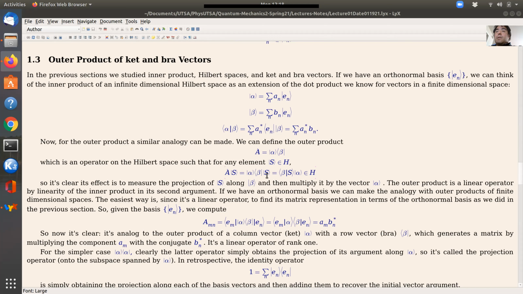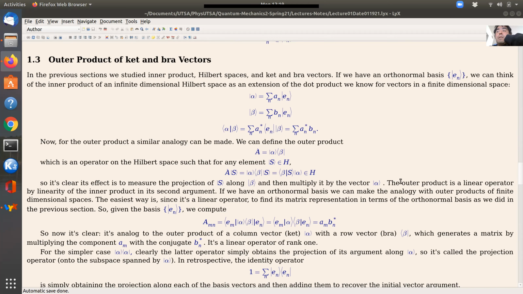Well, of course, it's going to multiply S with beta in the inner product setting. This is basically the component of S along beta. And then, well, this is multiplying the vector alpha. So it's capturing the component of S with respect to beta and then multiplying it by alpha, right? Again, the effect is to measure the projection of S along beta and then multiply by the vector alpha.